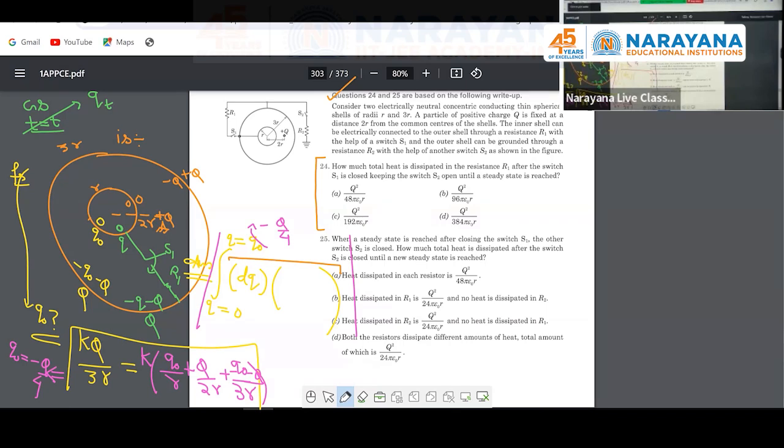अब शुभम बोलो, क्या बोल रहे हो? हाँ, तो कैपिटल Q को दोनों सरफेसेस के ऊपर डिस्ट्रीब्यूट कैसे किया है?